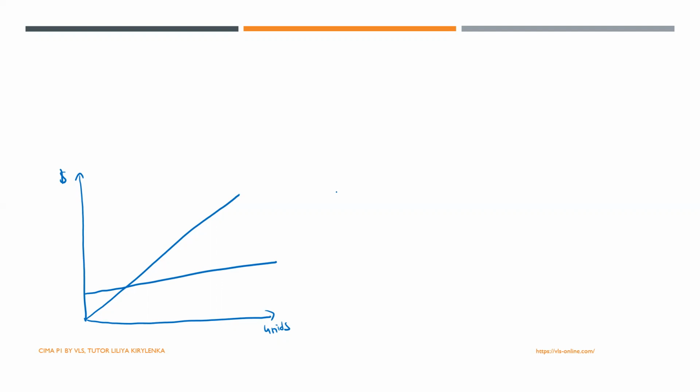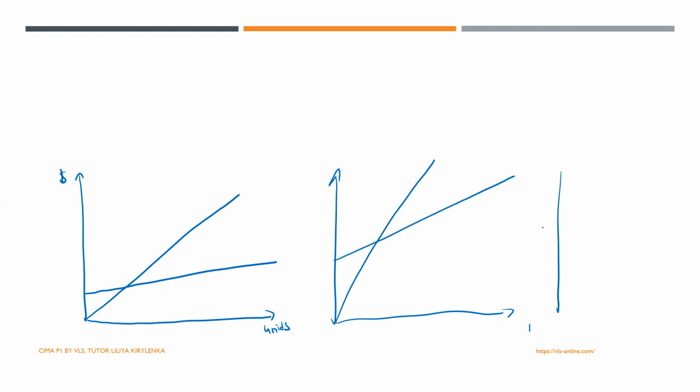And for another product, it may be like that. So maybe the sales revenue is like that, maybe the total costs are like that, and so on. So we have several graphs, units on horizontal axis and some monetary term on our vertical axis. Okay, so what do these graphs tell us?